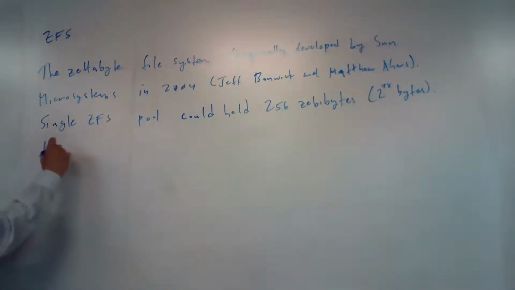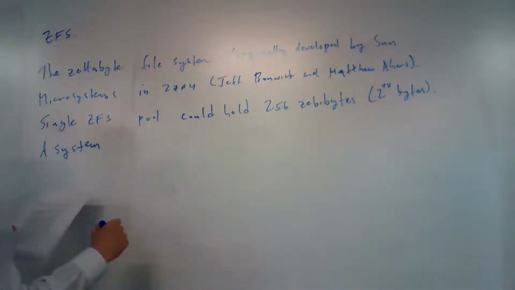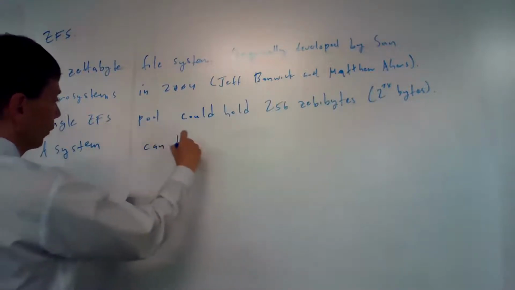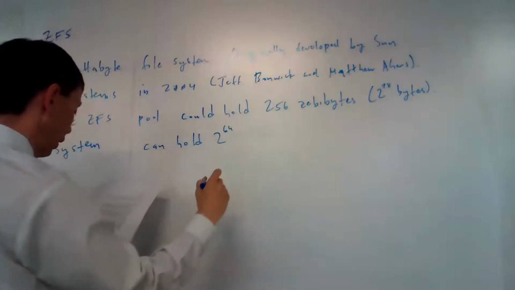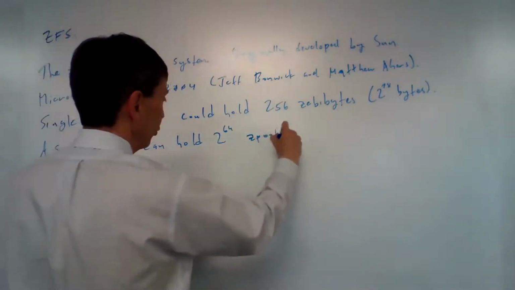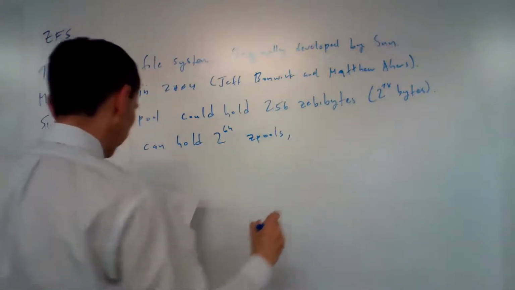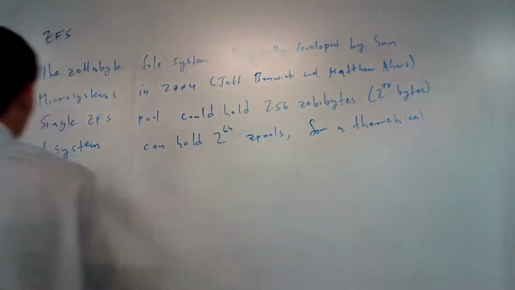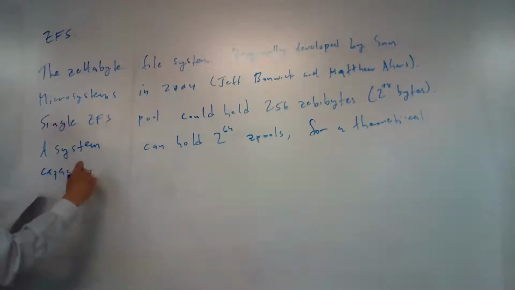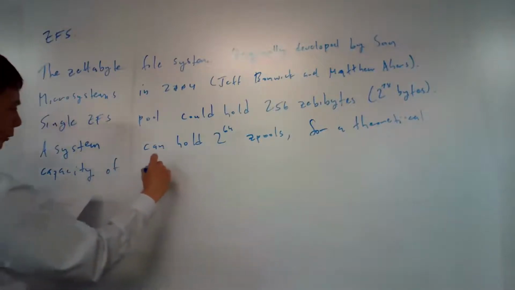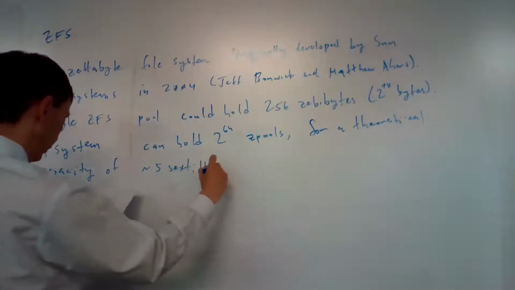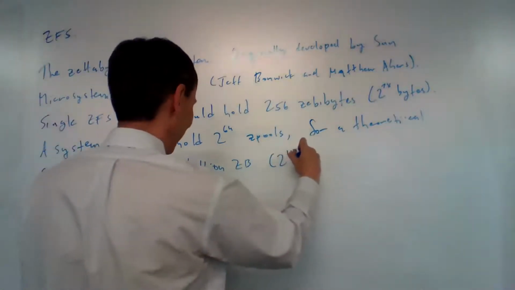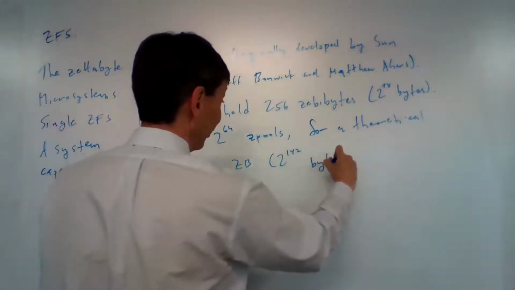And an entire file system, which is made up of pools, can hold 2 to the 64th ZFS pools, for a theoretical capacity of about 5 sextillion zebibytes, which is 2 to the 142nd bytes. That's a lot, even by our standards.